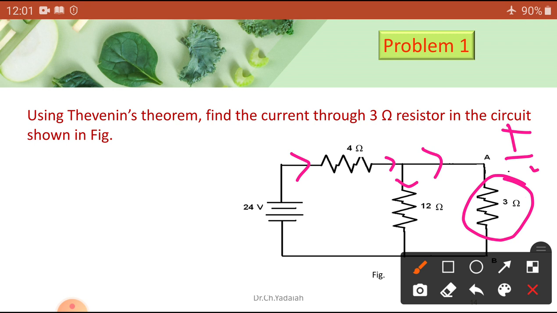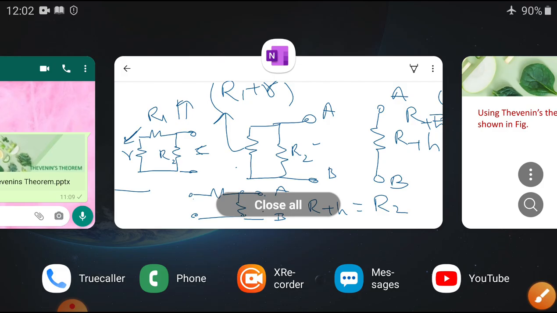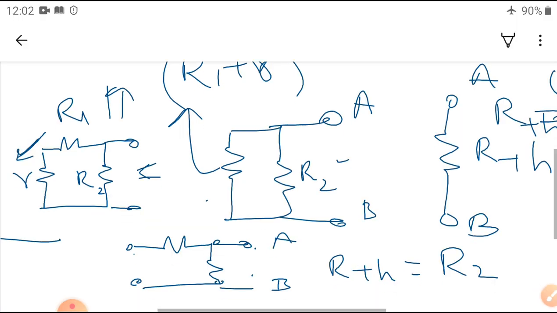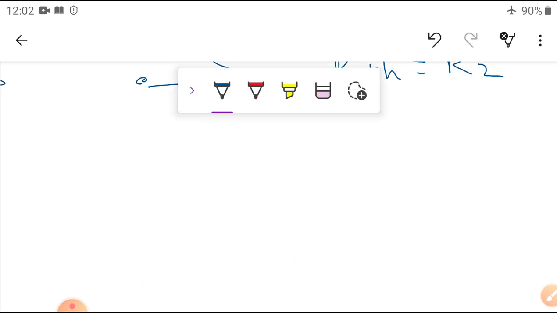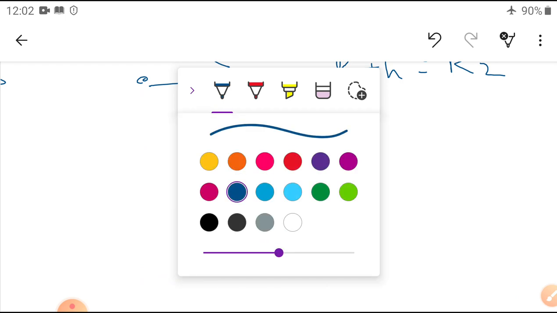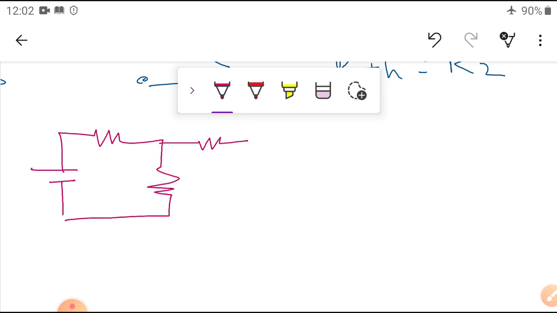So what to do? We'll follow the simple steps: step 1, step 2, step 3, step 4, and calculate it. Okay, let us do it practically. Simply write whatever circuit is given. What is given in the problem? A voltage source is given, a resistance is given, another resistance is given, and here another resistance is given.